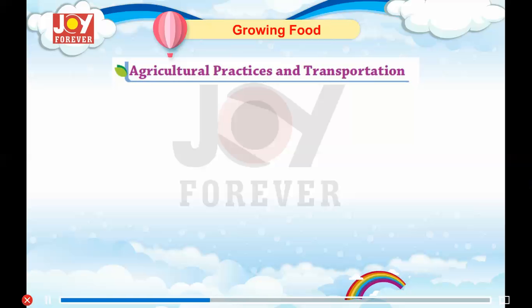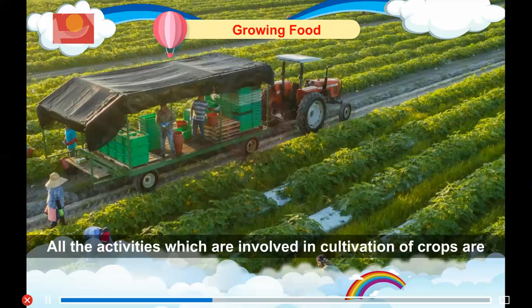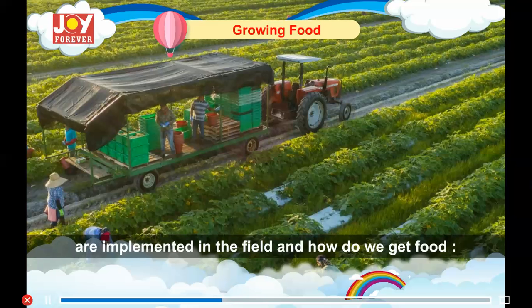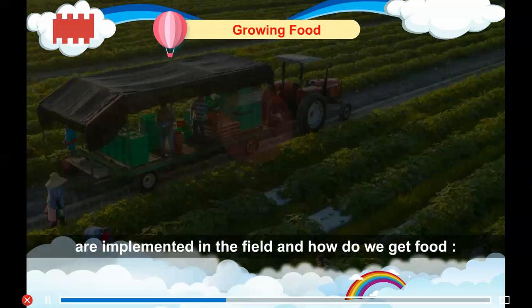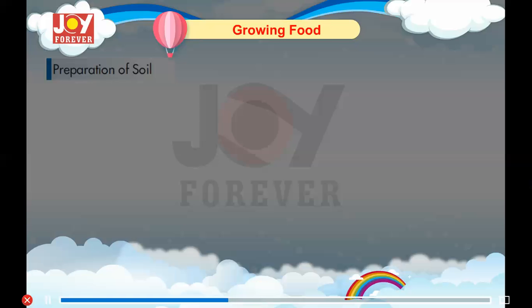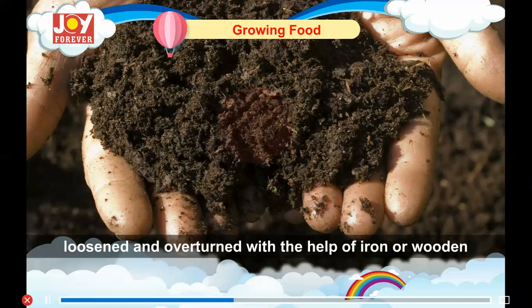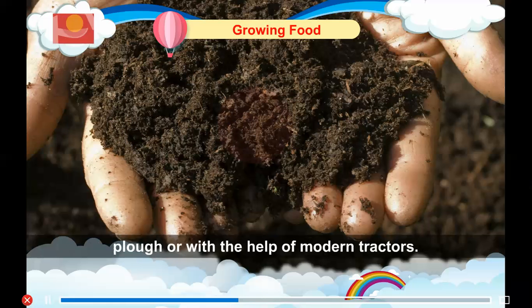Agricultural practices and transportation. All the activities which are involved in cultivation of crops are called agricultural practices. Let's see how agricultural practices are implemented in the field and how we get food. Preparation of soil. The first step of growing crops is preparing the soil. Soil is loosened and overturned with the help of an iron or wooden plow or with the help of modern tractors.